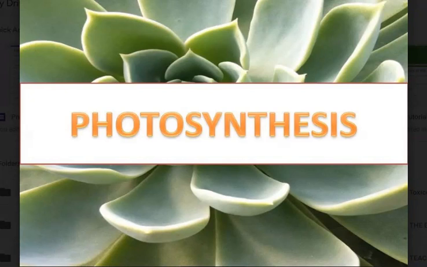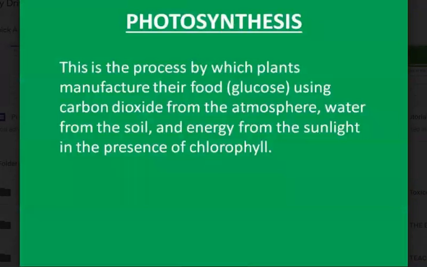In this video, I'm going to talk about photosynthesis, the process of photosynthesis. So basically, when we talk about photosynthesis, we are talking about the process by which plants manufacture their food, which is glucose, using carbon dioxide from the atmosphere, water from the soil, and energy from sunlight in the presence of chlorophyll. So without carbon dioxide, without water, and without chlorophyll, you cannot have photosynthesis. So these are the essential components needed for photosynthesis to occur.